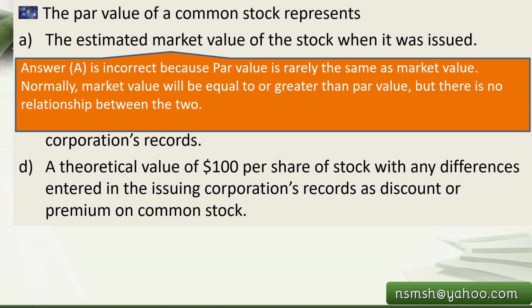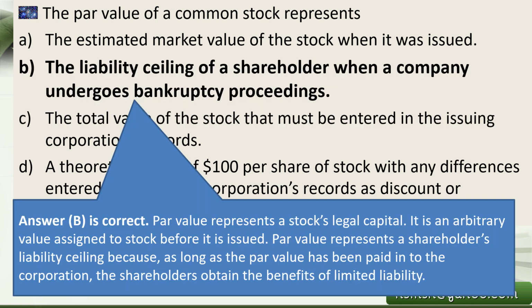Option A is incorrect, because par value is rarely the same as market value. Option B is correct, because par value represents a stock's legal capital. It is an arbitrary value assigned to the stock before it is issued. Par value represents a shareholder's liability ceiling, because as long as the par value has been paid into the corporation, the shareholders obtain the benefits of limited liability up to that extent of the par value.